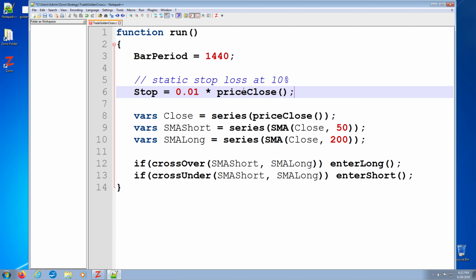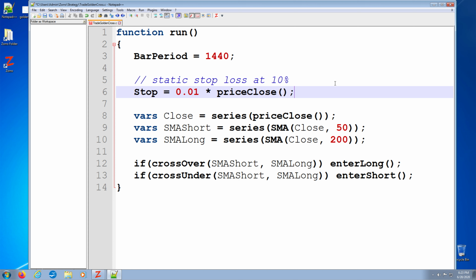Okay. That's it. That's pretty much it. Does this make sense? I guess it should. So it's a very, very simple way to implement a stop loss, right?